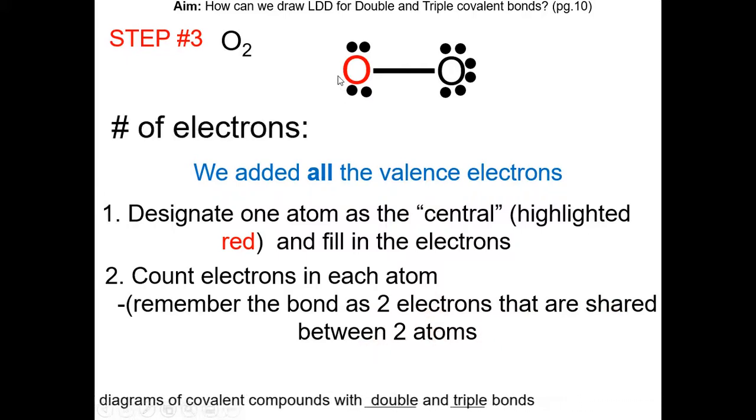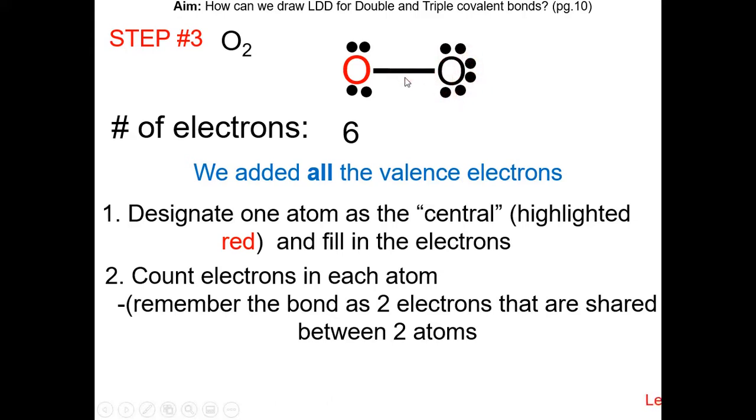Let's count the first one. So this one has 1, 2, 3, 4, and is sharing 2. So total is 6. For this oxygen, you have 1, 2, 3, 4, 5, 6, and is sharing 2, so it's 8. So notice that one of the oxygen has not fulfilled the octet rule, but we cannot add any more electrons to this oxygen.